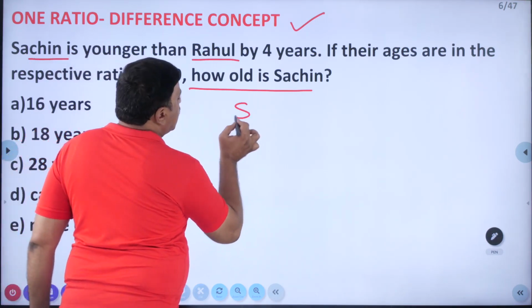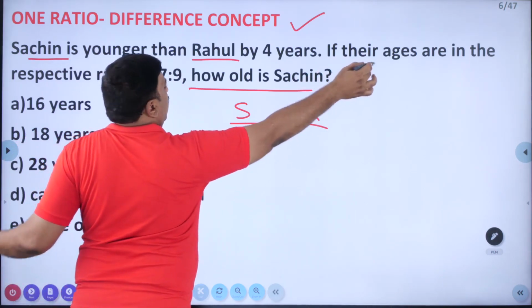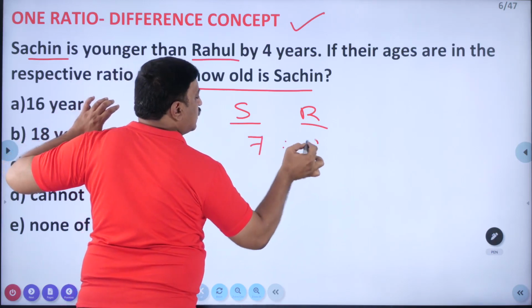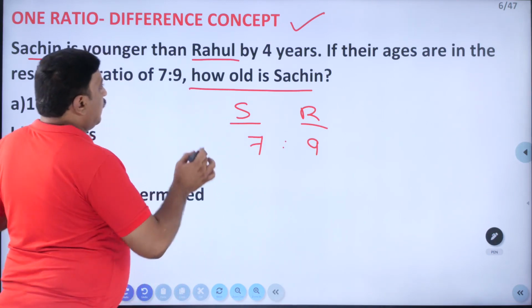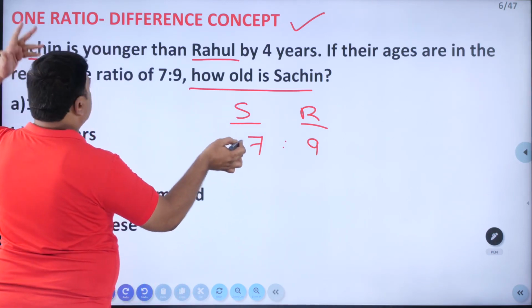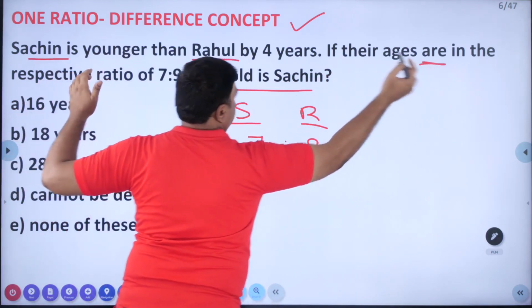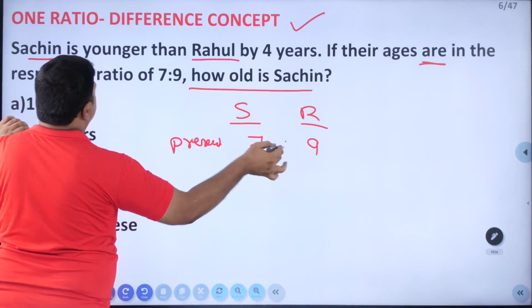Now, Sachin is there and Rahul is there. Sachin and Rahul, their ages are in the respective ratio 7:9, so I am writing the ratio at the left hand side. Is the ratio present or future? Since it says their ages are, it is present only. So it is the present ratio, 7:9.